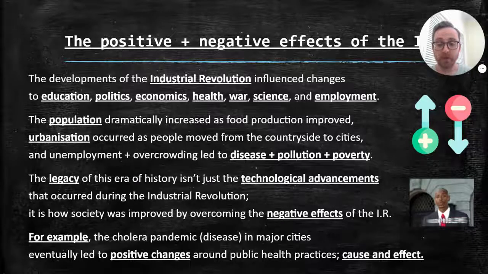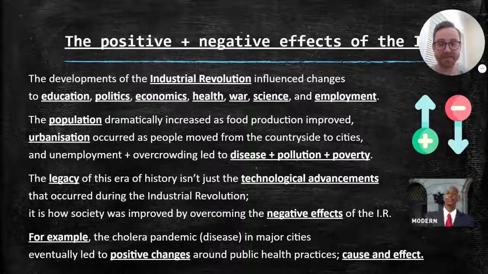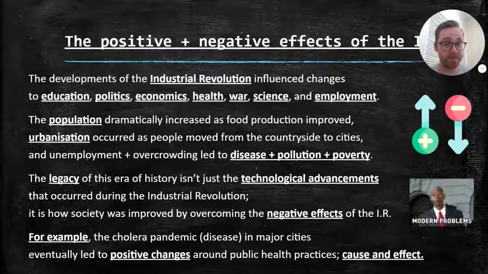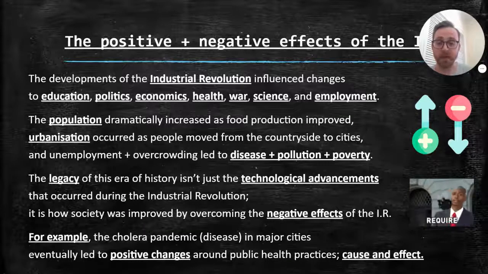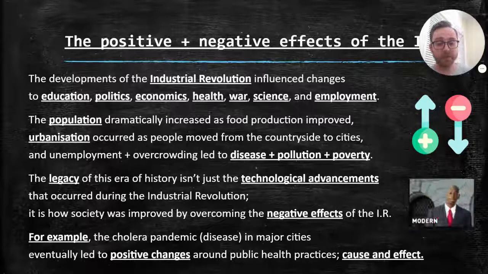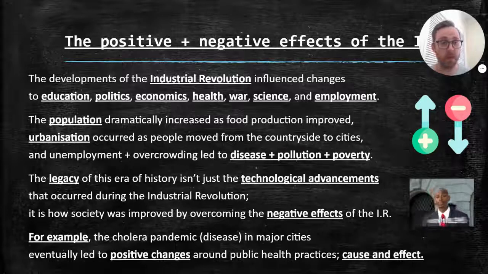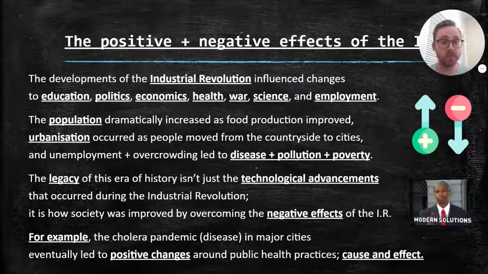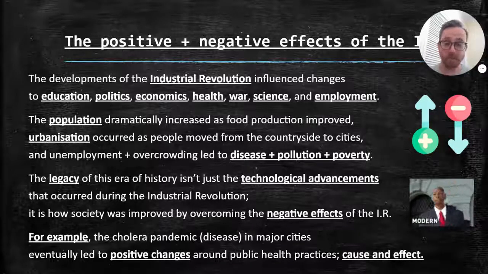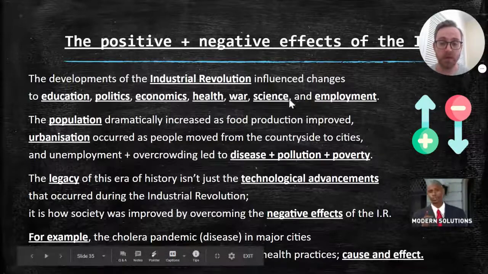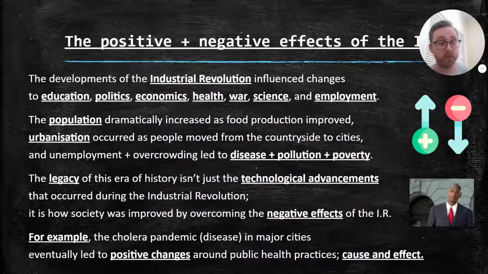For example, currently we're struggling with the coronavirus global pandemic. But back in the 17th and 18th century, we had the cholera pandemic. So that was another disease, another global disease that was ravaging cities across the world. And that eventually led to positive changes around public health practices. So in dealing with a negative effect and creating a solution to this problem, we've actually helped us in the future. So some of what we do today in terms of managing this pandemic for COVID-19, we've learned from the lessons of the past. We've learned from history and how we dealt with this during the Industrial Revolution, which segues nicely into this key historical skill of cause and effect.